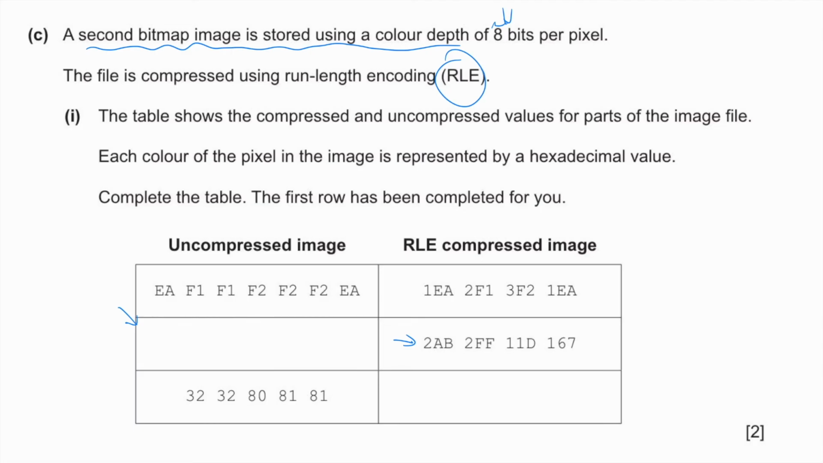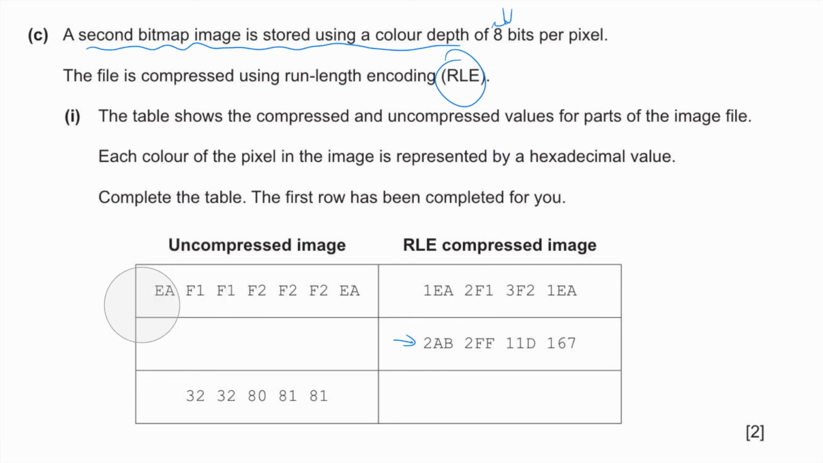The first row has been completed for you. So presumably these are some values representing a row of pixels in an image. And if this is hexadecimal, this is going to be 4 bits, and this is going to be another 4 bits, right?